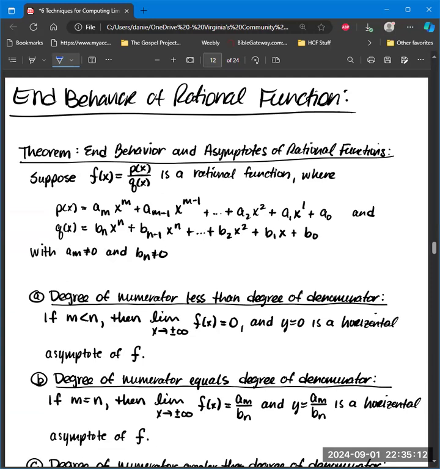Suppose f of x is equal to p of x over q of x is a rational function where p of x is equal to a sub m x to the m plus a sub m minus 1 x to the m minus 1 plus dot dot dot plus a2 x squared plus a1 x plus a0, and q of x is equal to b sub n x to the n plus b sub n minus 1 x to the n minus 1 plus dot dot dot plus b2 x squared plus b1 x plus b0, with a sub m not equal to 0 and b sub n not equal to 0, where the degree of p of x is equal to m.